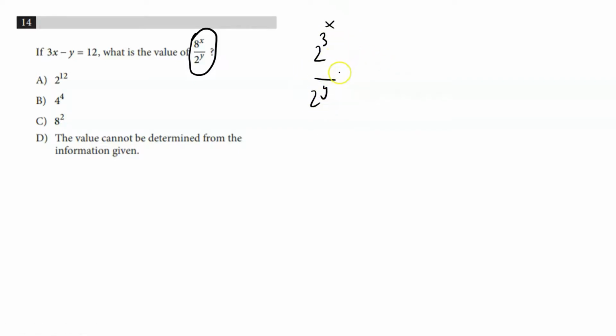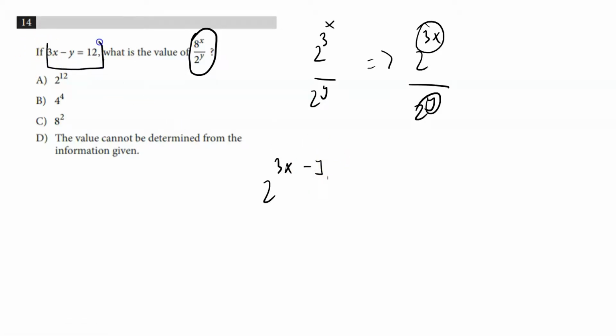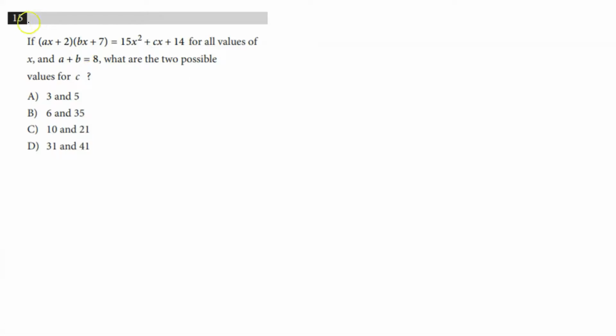And if you know anything about exponents, you know we can rewrite this as 2 to the 3x over 2 to the y. And another important thing about exponents is that if you divide them and they have the same base, you can temporarily forget about their bases and just subtract their exponents. So this is just equal to 2 to the 3x minus y. And, well, we know what 3x minus y is equal to. It's given in the question. So this is just equal to 2 to the 12th. A is correct.